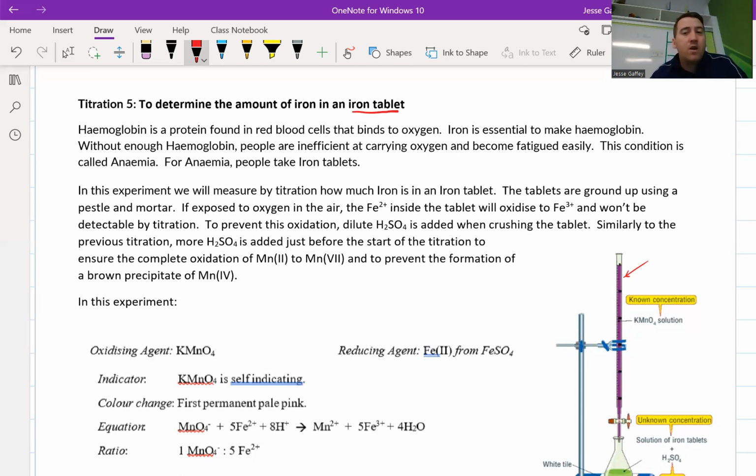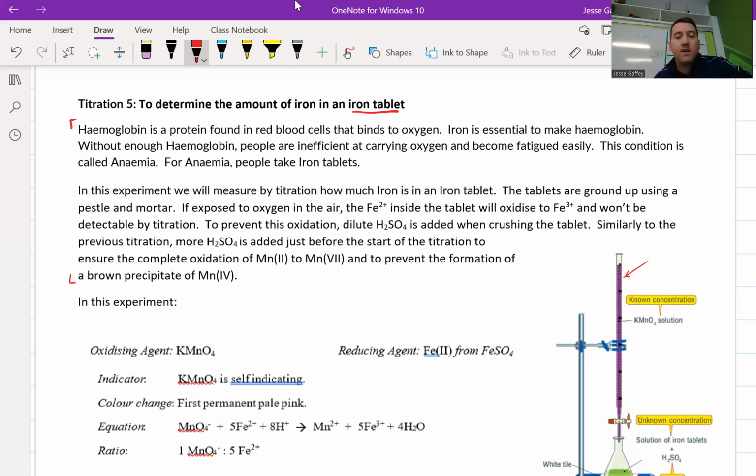A little bit of background on iron tablets and why people take them. So I would advise that you just pause the video here and have yourself a little read from there down to there. Okay, so here is some information about iron tablets, why people take them. I'm not going to discuss that. You should have read it yourself. And also in here is explained the reason why we add some sulfuric acid at different stages of the titration. We did this in the previous titration as well, so I won't dwell on it for very long. Again, I advise that you go back and watch titration 4 before you watch this one.